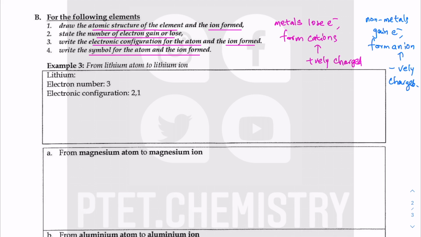So for example, lithium. I'm going to draw lithium. Lithium is period 2, group 1, so it's got 2 shells and 1 electron in the outermost shell. So this is a lithium atom and it is 2,1. It loses 1 electron because it only has 1 valence electron. Group 1, 1 valence electron, 1 electron in the outermost shell.